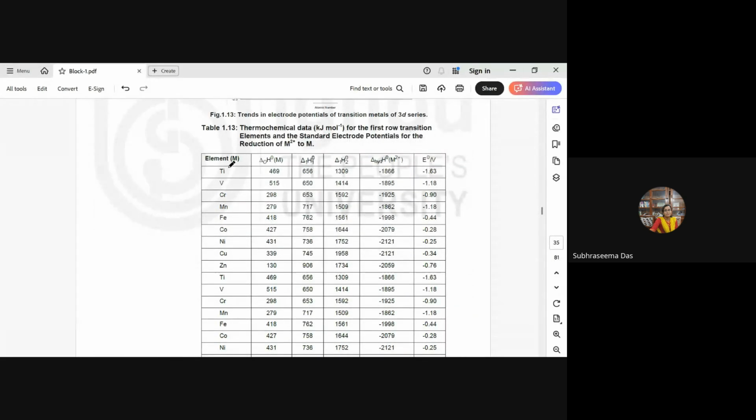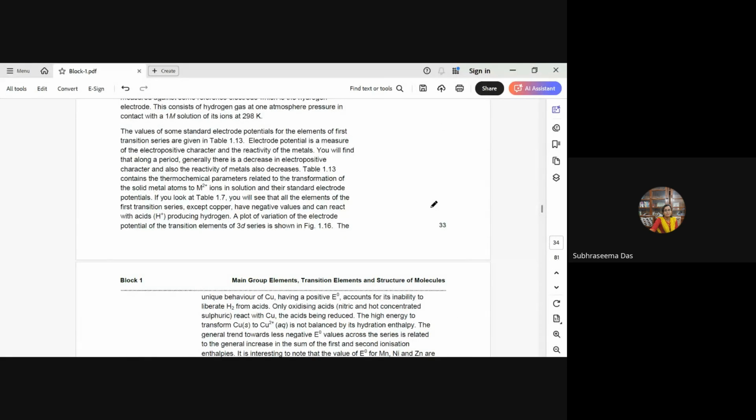Here you can see for titanium, vanadium, and so on, the E0 values have been shown. The electrode potential is a measure of the electropositive character, and mostly it implies the nature of the reactivity of these metals. We find that along a period, generally there is a decrease in electropositive character, and thus a decrease in reactivity of the metals. When we look into table 1.3, the thermochemical parameters also say the same thing. If we look here, all the elements of the first transition series except copper have negative values, and thus they can react with acids producing hydrogen.